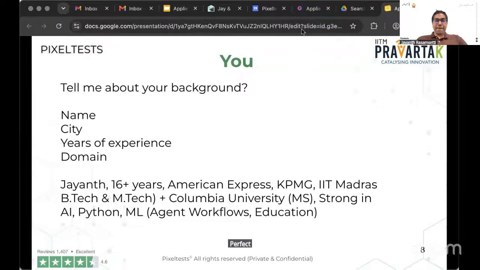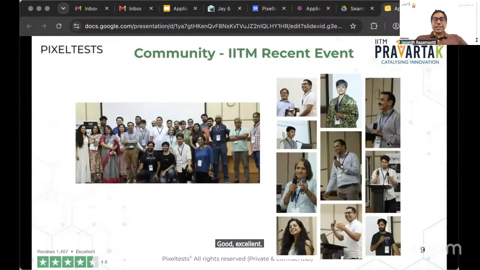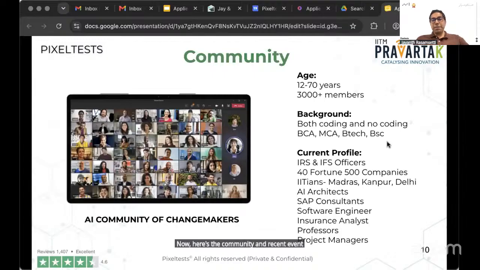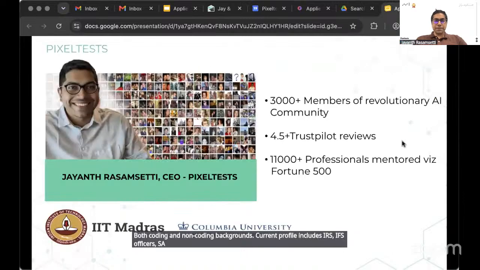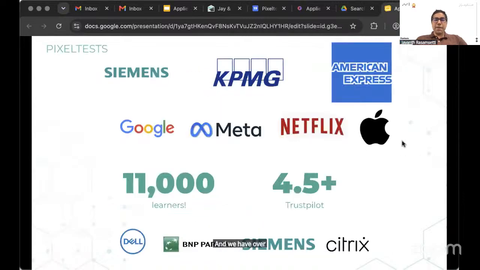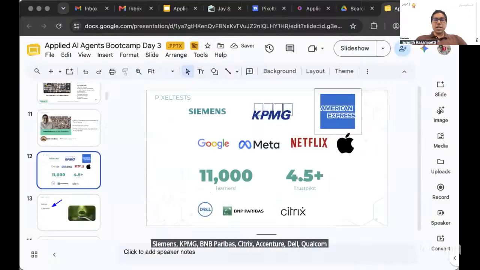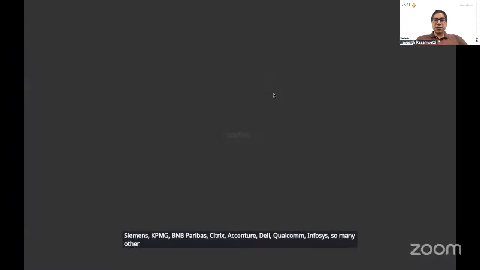Perfect. Good. Excellent. Now, here's the community and recent event. 12 to 17 plus years, both coding and non-coding backgrounds. Current profile includes IRS, IFS officers, SAP consultants, so on and so forth. And we have over 5,000 plus members. Members are there from Siemens, KPMG, BNP Paribas, Citrix, Accenture, Dell, Qualcomm, Infosys, and so many other places.